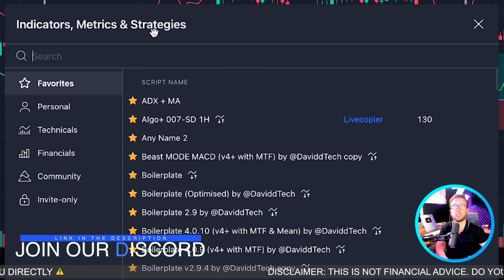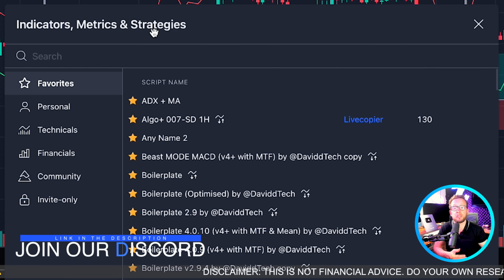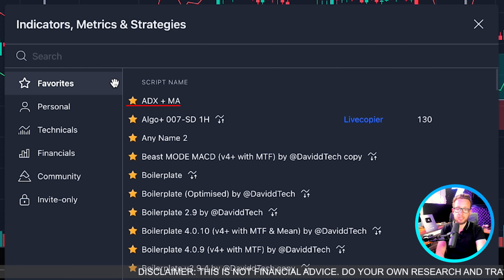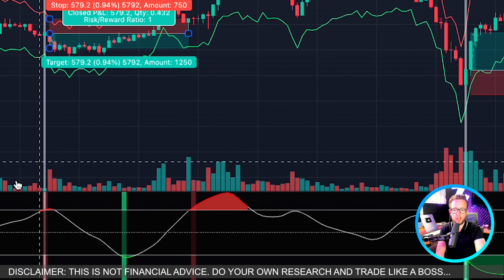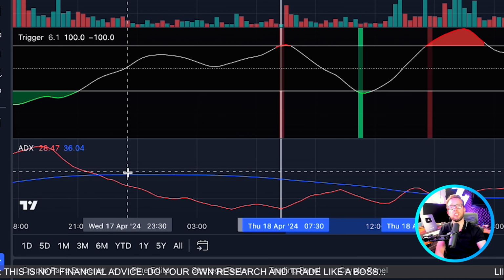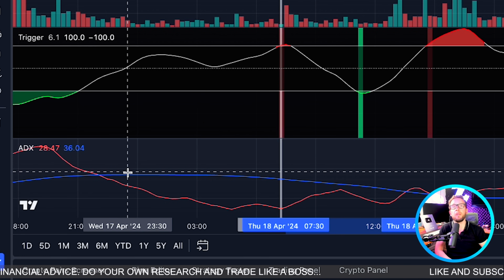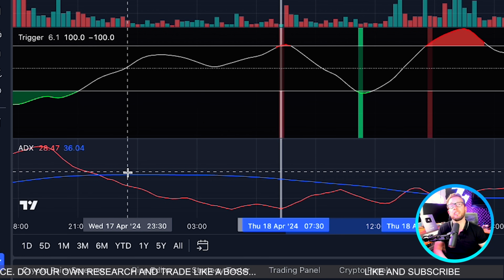I'll put some screenshots in Discord so you can see, but you'll also be able to play with the settings to see for yourself. I'm going to be adding the ADX MA here just to show you how this works. The ADX MA just helps us to stay out of markets when markets are going sideways, which is always the way I do things.